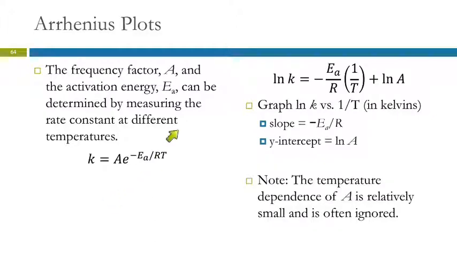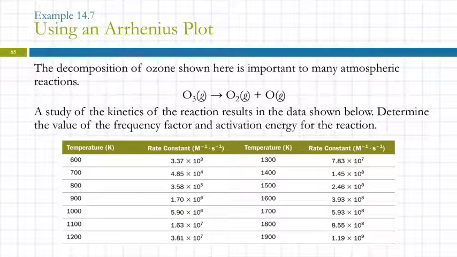We can rearrange this by taking the natural log of both sides and get a linear form. Here we can graph the natural log of the rate constant versus 1 over T, and we've got a slope of negative EA over R and an intercept of natural log of A. Now A does depend on the temperature, but its temperature dependence is relatively small, and so it's often just ignored. So let's look at an example of this.